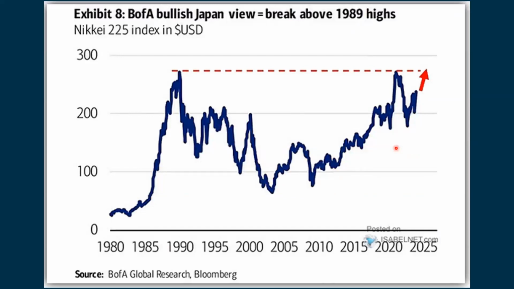This is Bank of America's take. They think that stocks have been holding up fairly well in Japan. They think eventually we're going to go back and surpass this high set back in 1989. We don't know if that's actually what's going to happen, but there's a lot of folks that are anticipating that, seeing that the Japanese market has been one of the stronger markets lately.